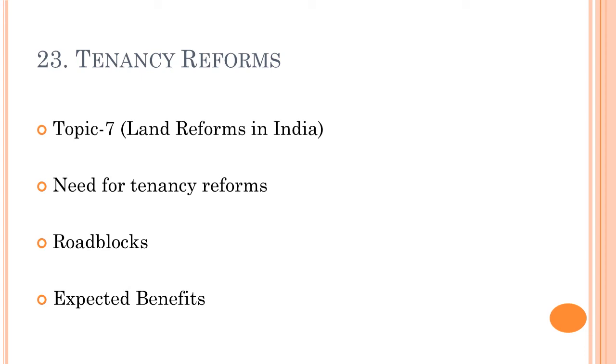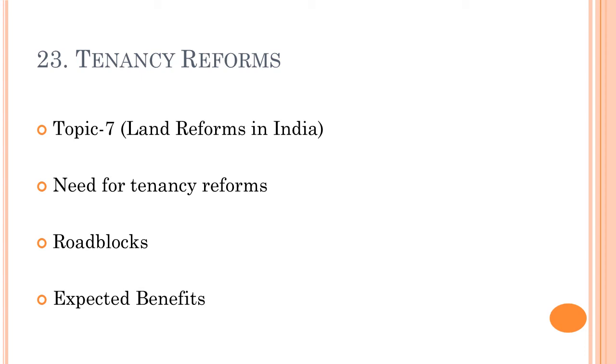Because of this, it has become a hindrance in progressive revenue models like contract farming. Contract farming is not becoming successful because tenancy reforms are not in place, right? So that's why contract farming is also suffering. So this was the second need. What is the third need?